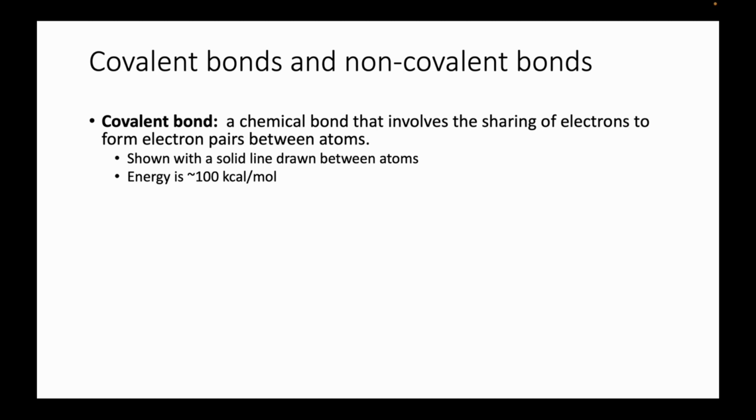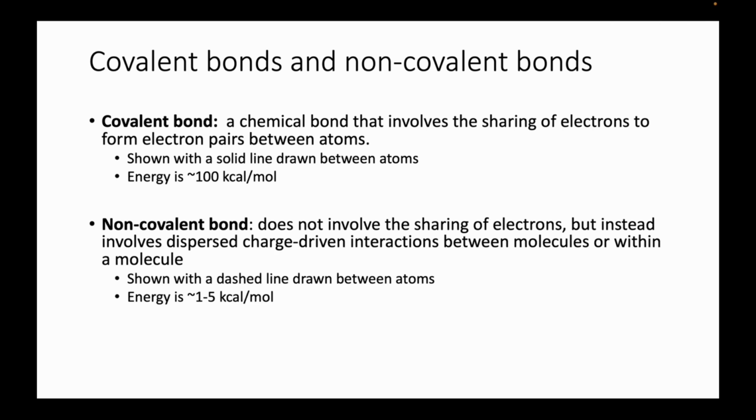So whenever you see a solid line drawn between atoms, that is indicating a covalent bond, and these are pretty strong bonds. We're looking at an energy of about 100 kcals per mole for covalent bonds. That's in contrast to a non-covalent bond, which does not involve the sharing of electrons between atoms. Instead, it involves dispersed, charge-driven interactions between molecules or within a molecule. So we're thinking things like hydrogen bonds, van der Waals, that kind of thing. Those are our non-covalent bonds. We know we've got a non-covalent bond when we've got a dashed line drawn between atoms, and these bonds are much weaker, on the order of around 1 to 5 kcals per mole. And these non-covalent, reversible, weak bonds are going to be very important to understanding biomolecule structure.